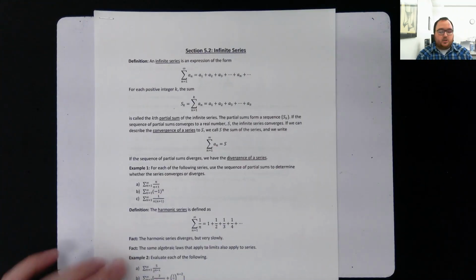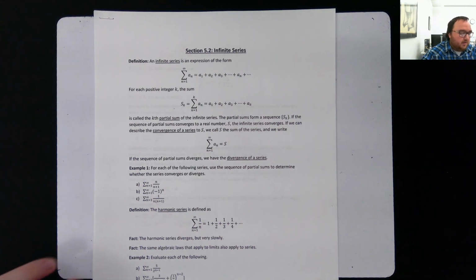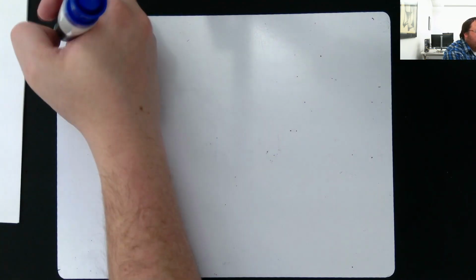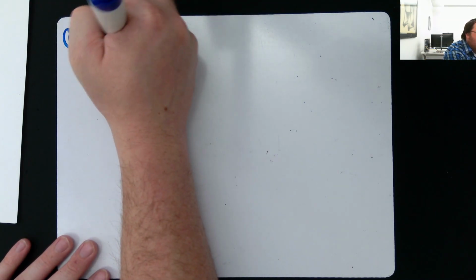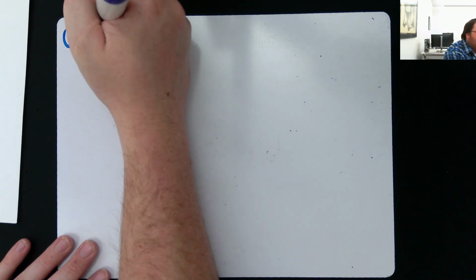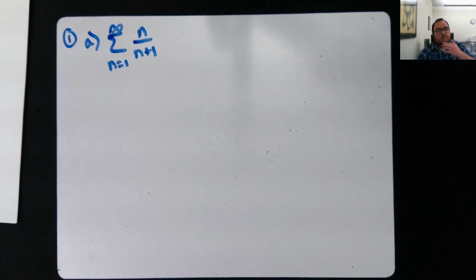Example number 1. For each of the following series, use the sequence of partial sums to determine whether the series converges or diverges. Okay, so I want to know what's happening. This is example 1, part A. This is going to be the sum from n equals 1 to infinity of n over n plus 1.